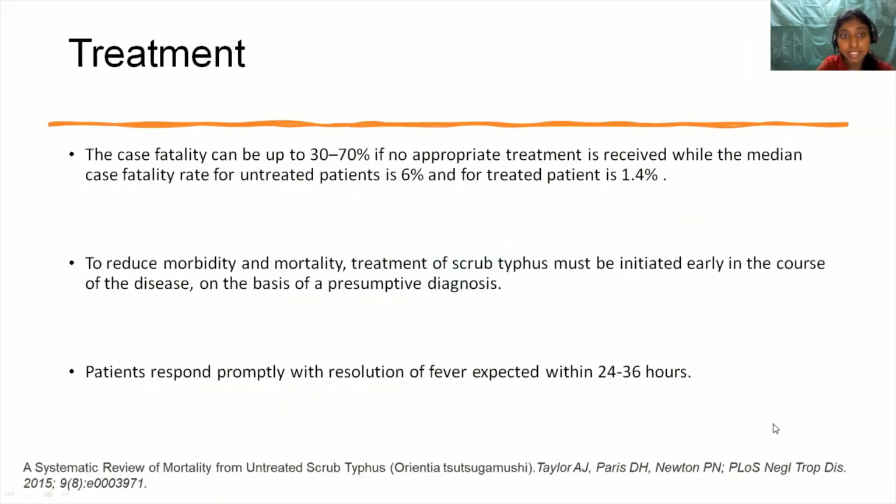So the case fatality can be up to 30 to 70% if no appropriate treatment is received. The median case fatality rate for untreated patients is 6%, and for treated patients is 1.4%. So to reduce the morbidity and mortality of scrub typhus, the treatment must be initiated early in the course of the disease on the basis of a presumptive diagnosis. Patients usually respond promptly with resolution of fever within 24 to 36 hours.